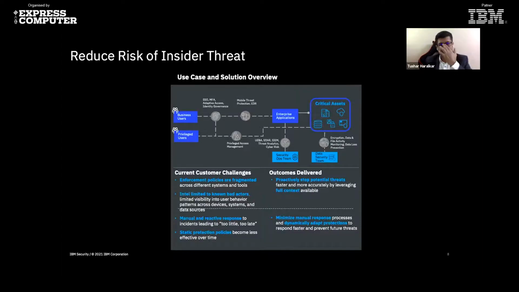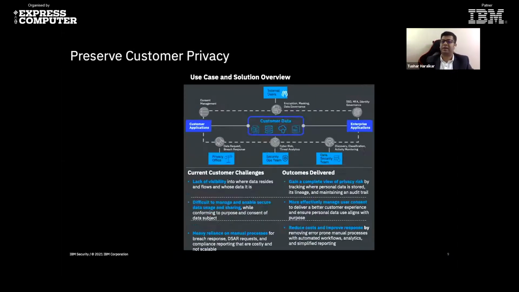So that is one aspect of it. And second is, how do you proactively stop the potential threats? For example, there could be an attack which has happened in your peer organization, right? How can you proactively look in your organization and check, am I prone to those threats or not? And then proactively maybe stop that threat from happening, right? So that is also something as an outcome you can look at, addressing the risk of insider threat.